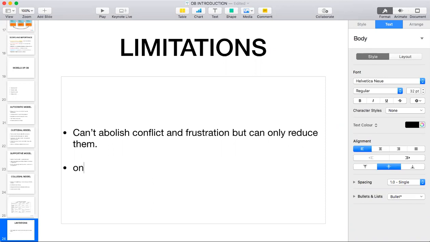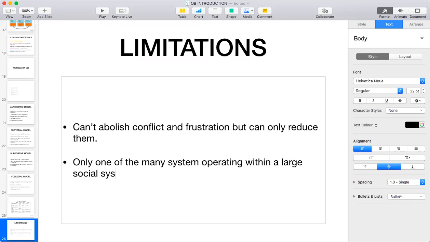It is basically only one of the many systems operating within a large social system. Because OB is all about the study of human behavior, and it is a very vast and complex study when we come from the researcher's point of view. So only one of the many systems operating within a large social system.